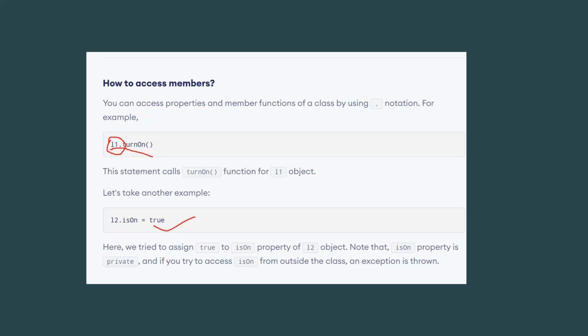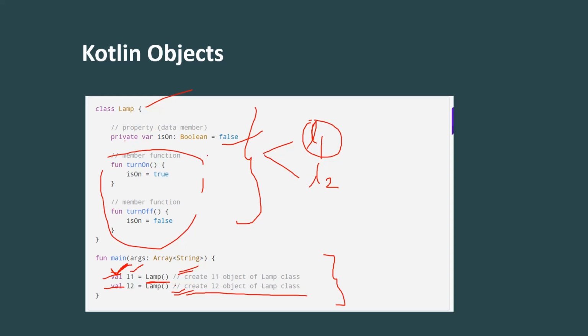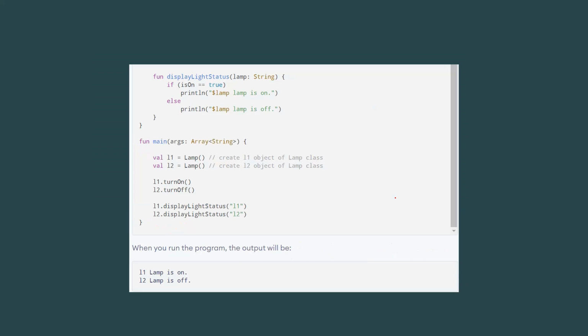Note that the isOn property is private, and if you try to access isOn from outside the class, an exception is thrown. So as I said, this is private, right? So this variable can only be accessed by the class itself. If you don't put private here or anything, by default it's public actually. So it's safer to do that. But here we came to know that an exception will be thrown, which means you will get an error.